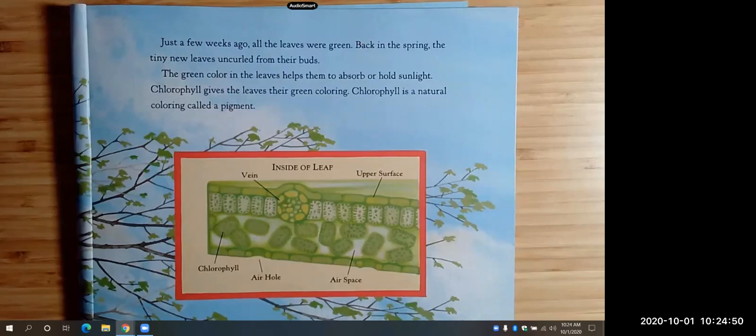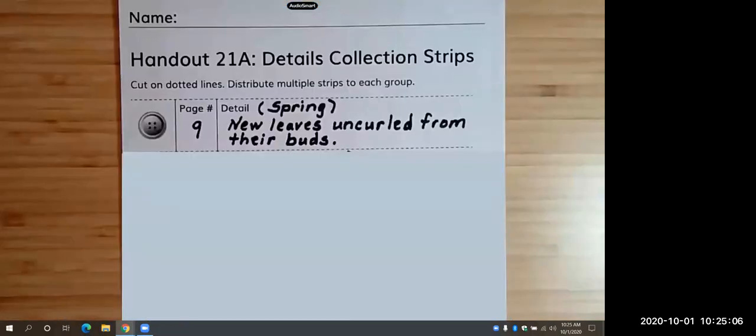I heard something about the tiny new leaves in the spring. The sentence was, "Back in the spring, the tiny new leaves uncurled from their buds." That's a detail that I can add to my handout. As you can see, right next to the first button, I wrote down the page number where I found this detail. This detail was about new leaves in the spring and that they uncurled from their buds.